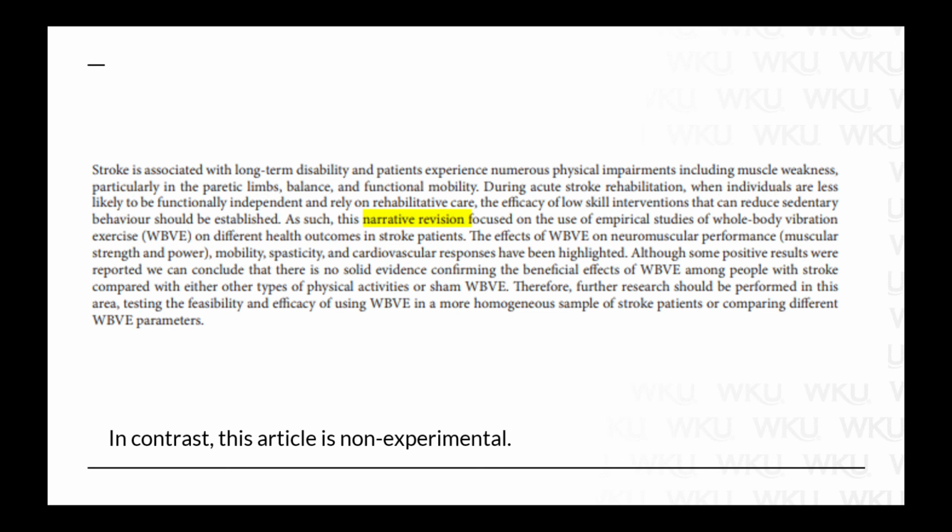Other types of scholarly articles, such as this narrative review, review existing literature, analyze trends, and identify new areas for research, but present no original research. Notice this non-experimental article has no methods or results section. That's because it talks about work done by other people. It's still a scholarly article, but the authors did not do their own whole body vibration experiment.